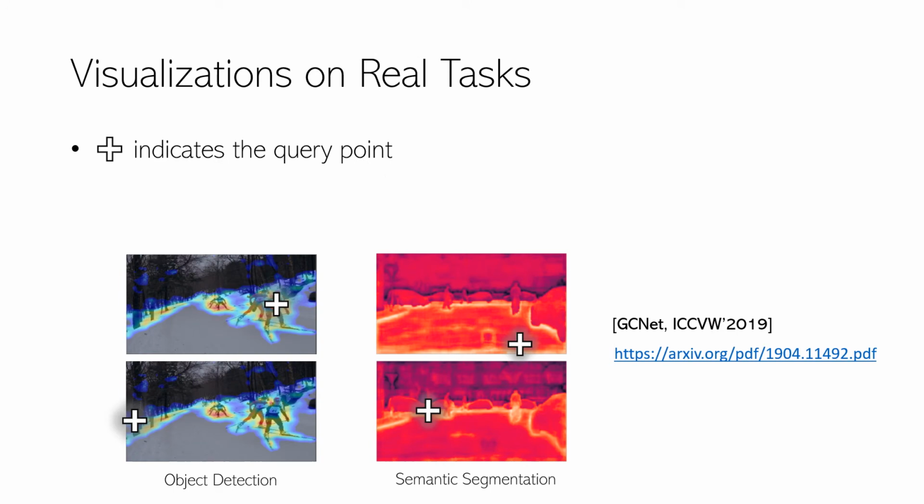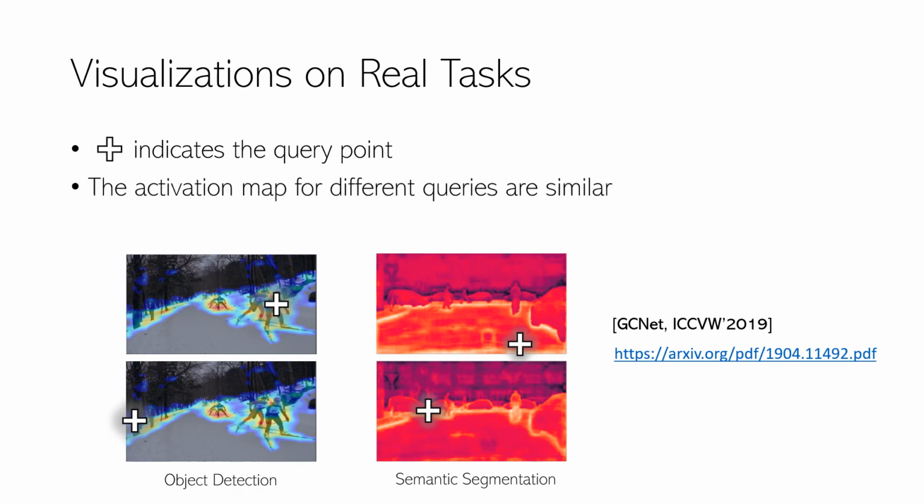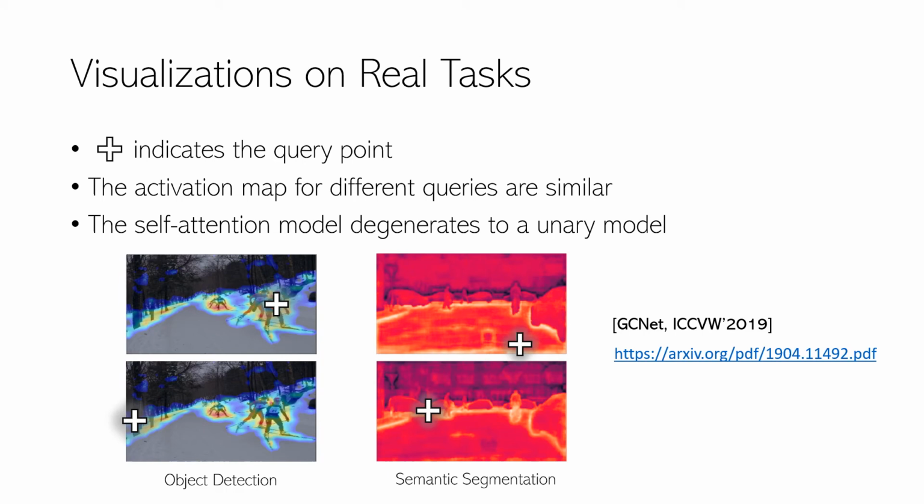We also show some real examples from the tasks of object detection and semantic segmentation. These images are the attention maps of all key pixels to different query points, where the query points are marked by white crosses. For the attention maps, the warmer the color is, the higher the attention similarity is. We can see that the attention maps of different query points are very similar, especially for object detection. This also indicates that the self-attention model degenerates to a unary model.